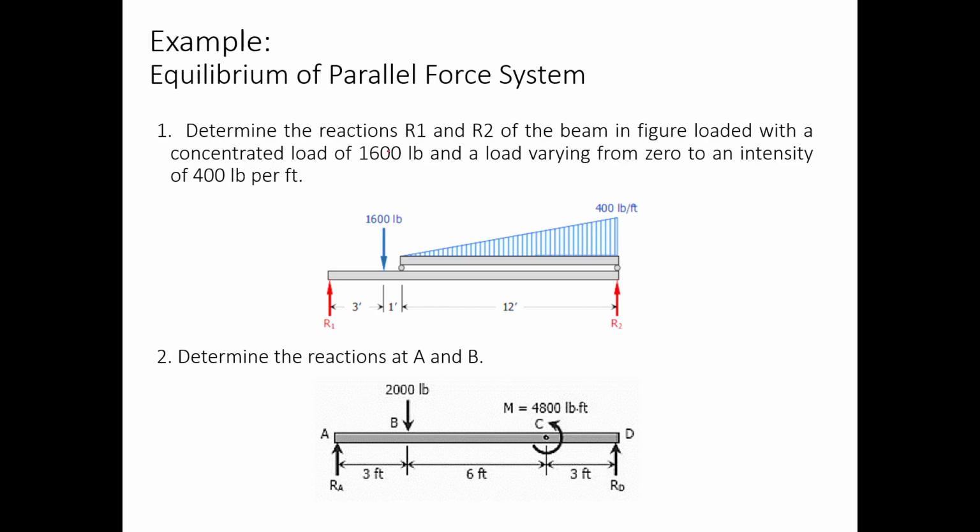Okay, so determine the reactions R1 and R2 of the beam in the figure loaded with a concentrated load of 1600 pounds and a load varying from 0 to an intensity of 400 pounds per foot. And the second example is we're going to solve the reactions at A and B given this beam with a 2,000 pound force and a moment of 4,800 counterclockwise.